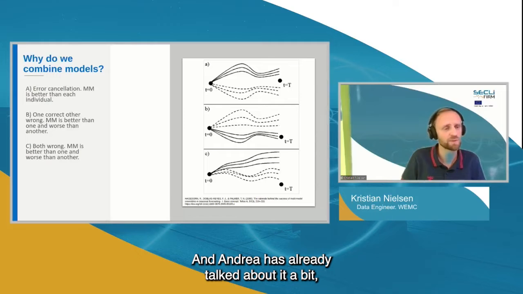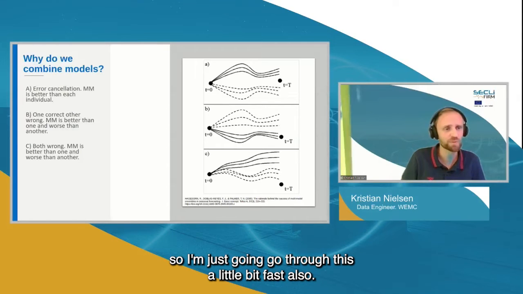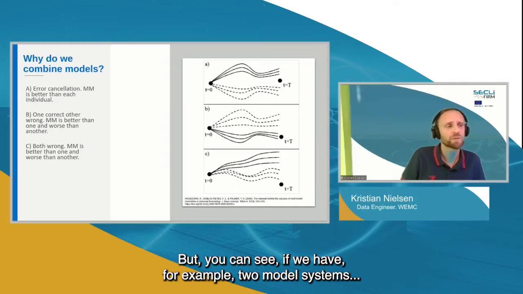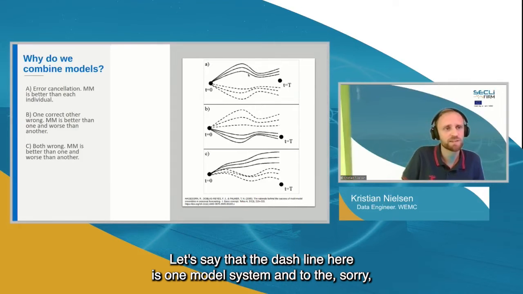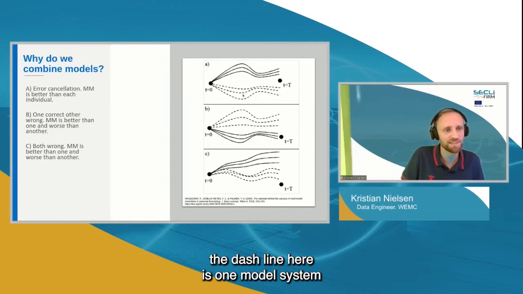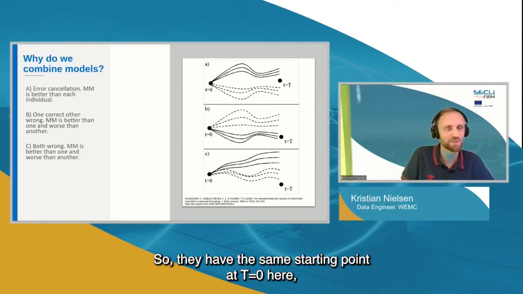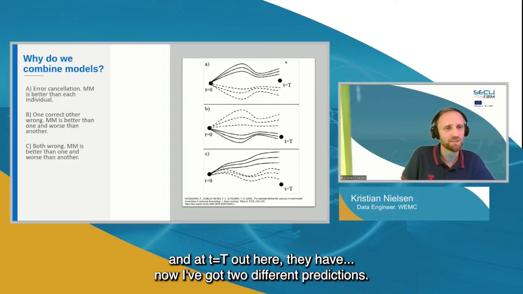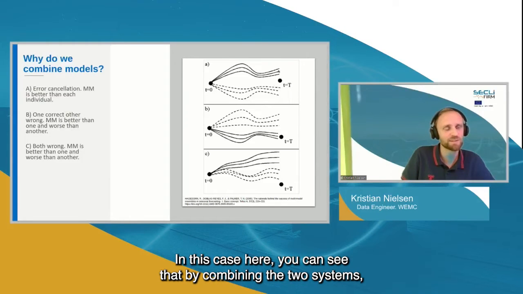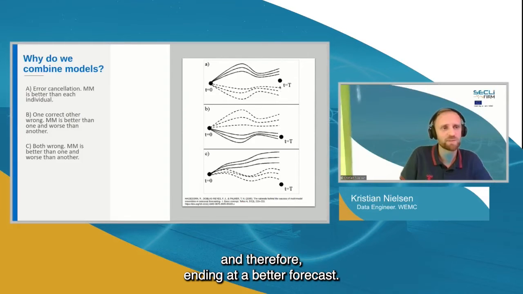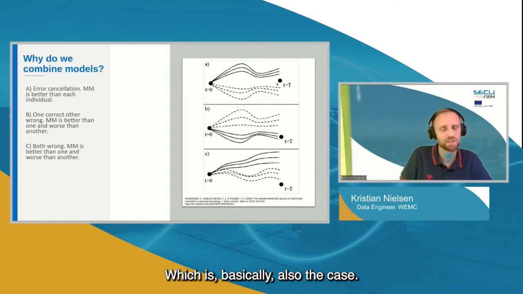And Andrea has already talked about it a bit, so I'm just going to go through this a little bit fast also. But you can see if we have, for example, two model systems. Let's say that the dashed line here is one model system, and the dashed line here is one model system, and the full lines up here are another model system. And these are just 3 ensemble members from each model system. You can actually describe more or less all cases by these 3 cases that are happening here. So they have the same starting point at t0 here, and at t equals t out here, they have now got 2 different predictions. In this case here, you can see that by combining the 2 systems, we actually end up doing some error cancellation and therefore ending up at a better forecast, which is basically also the case.